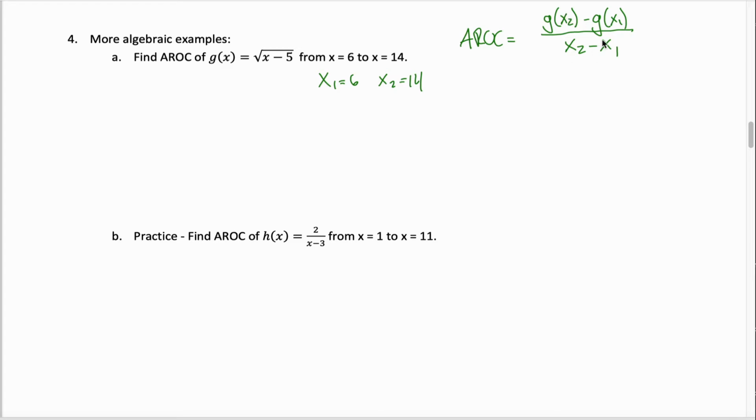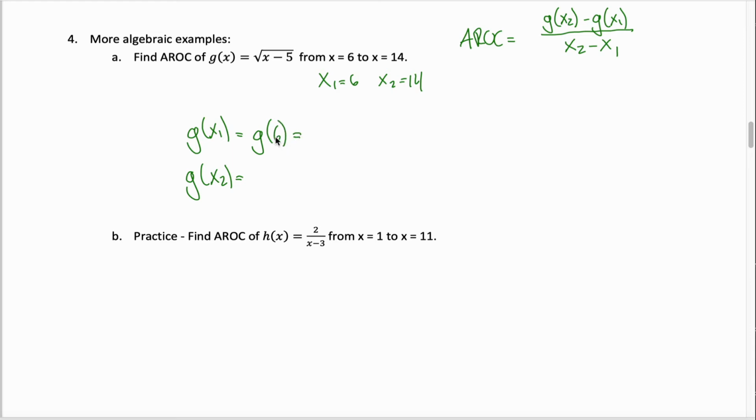I need four values to put into this formula. Two of them are given to me in the problem. All I have to figure out is what is g of x1 and what is g of x2. And those are both doable because I know x1 and x2. x1 is 6, so g of x1 is just asking me what is g of 6. In other words, what will come out of this machine if I put 6 into it.